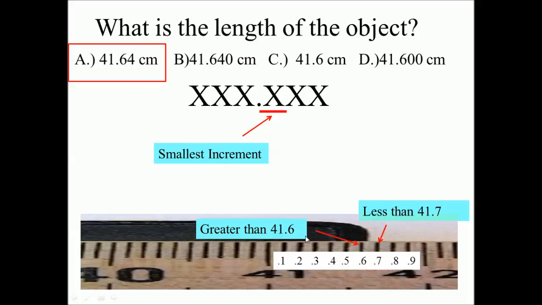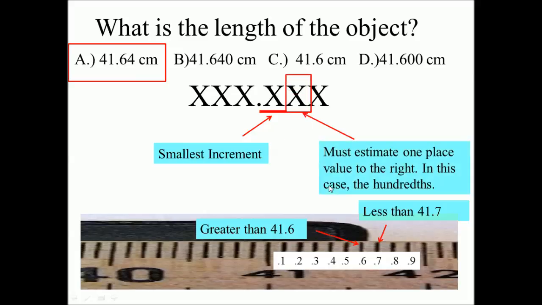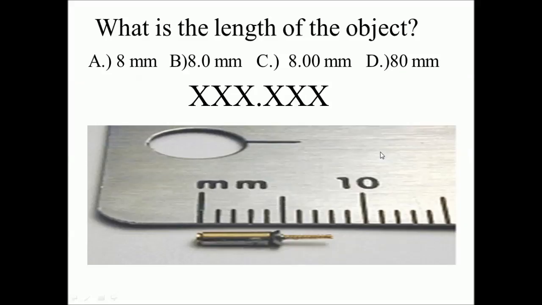But we can see that our smallest increment then is the tenths, because we're going from 0.5 to 0.6 to 0.7 and so on. So we have to estimate our answer to be in the hundredths. And since I think that this is a little bit closer to 0.6, I'm going to estimate 41.64 centimeters. Again, if you had 41.65 or 41.63, somewhere close, that'd be just fine because that last value is an estimate. Let's try another one.